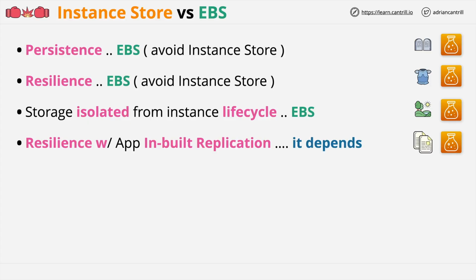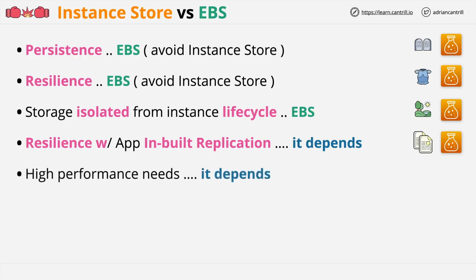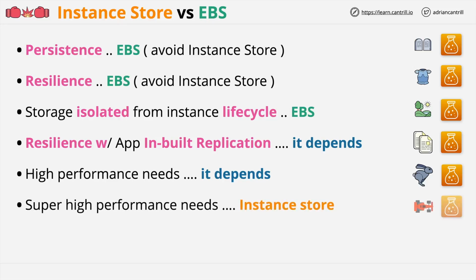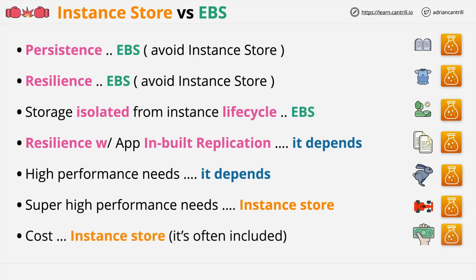Another situation where it depends is if you need high performance. Up to a point, and I'll cover these different levels of performance soon, both EBS and instant store volumes can provide high performance. For super high performance though, you will need to default to using instant store volumes, and I'll be qualifying exactly what these performance levels are on the next screen. Finally, instant store volumes are included with the price of many EC2 instances, and so it makes sense to utilise them. If cost is a primary concern, then you should look at using instant store volumes.